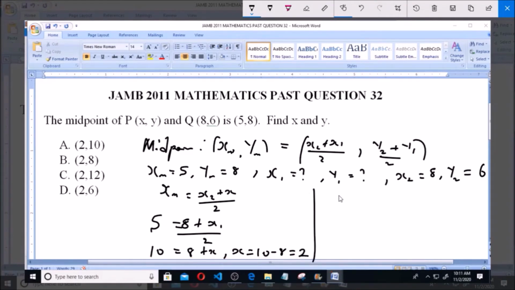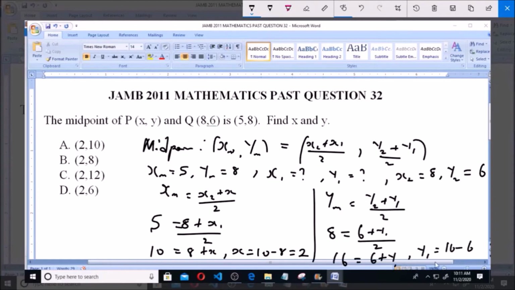Now likewise ym is equal to y2 plus y1 all over 2, and the ym is 8. So 8 is equal to y2, which is 6, plus y1 all over 2. Now when we cross multiply, we have that 16 is equal to 6 plus y1. Therefore y1 is equal to 16 minus 6, which is equal to 10.